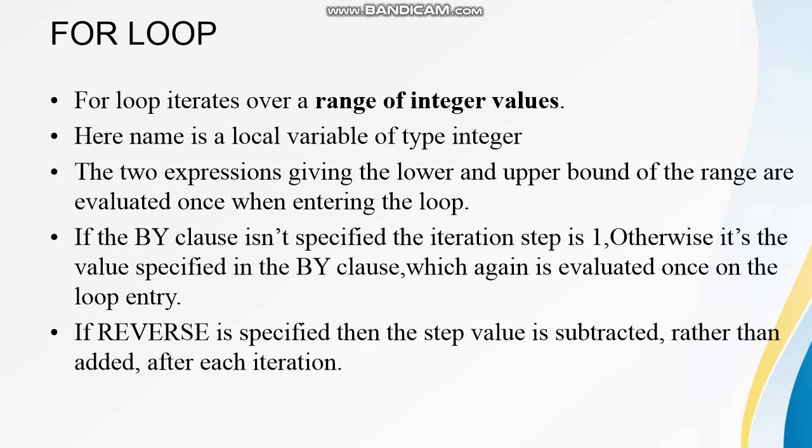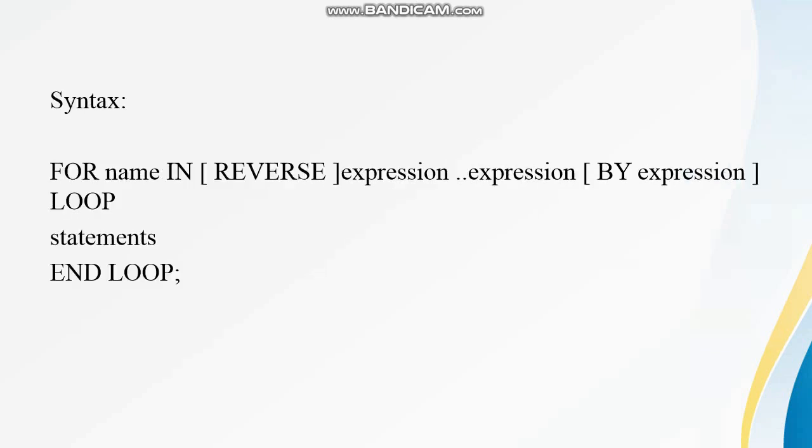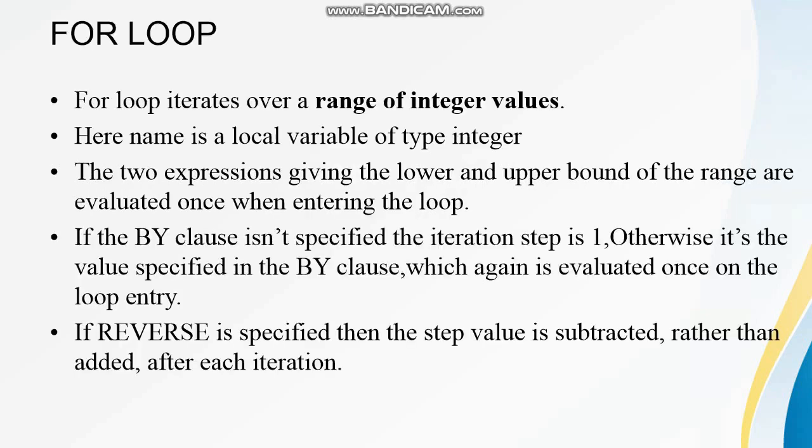If the by clause is not specified, the iteration step is 1. This is the syntax. You can see I have already specified that whatever comes in the square brackets is optional, right? So if this by expression is not specified, then the iteration step is 1. That means if the value of i is 1, it is going to iterate by step 1. That means 1 plus 1 is 2, again 2 plus 1 is 3, 3 plus 1 is 4. This is the meaning of iteration step is 1.